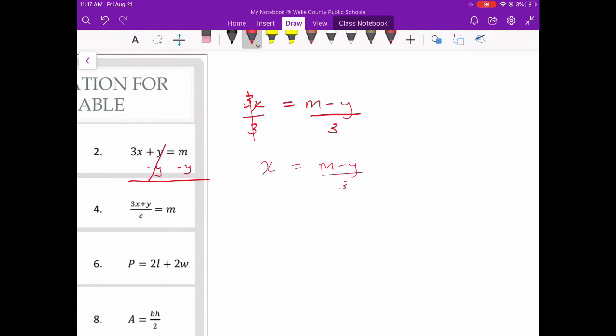We have to be satisfied with that expression. So this is where the difference with the literal comes in, because if I knew what m was, if I knew what y was, I could substitute and figure out what this is. But I don't, so I have to leave it just like this.